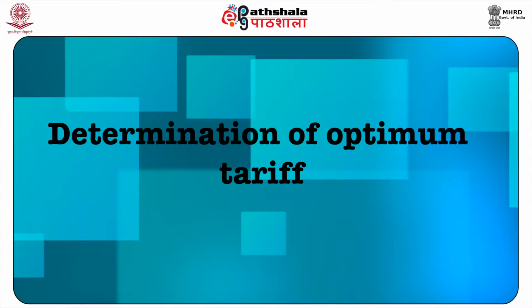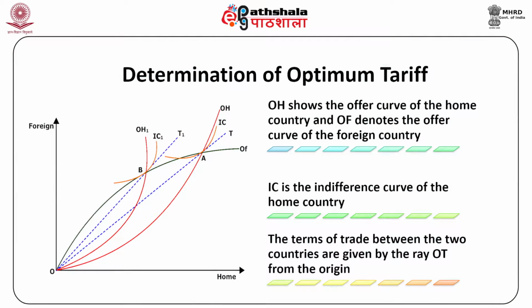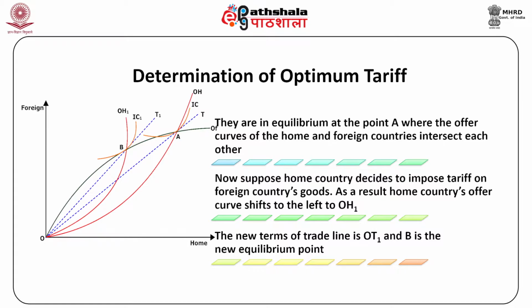Determination of optimum tariff. The optimum tariff is illustrated with the help of the figure. OH shows the offer curve of the home country and OF denotes the offer curve of the foreign country. IC is the indifference curve of the home country. Under the assumption of free trade, the terms of trade between the two countries are given by the ray OT from the origin. They are in equilibrium at point A where the offer curves of the home and foreign countries intersect each other.